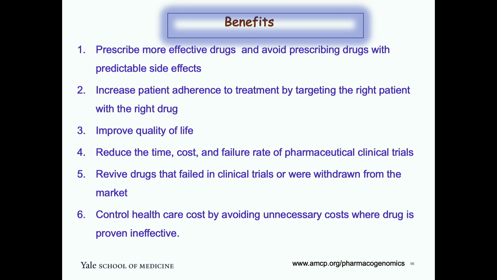And you can also revive some of the drugs that failed the drug trial, because it might happen that the population needed to be tested for those SNPs, and the drug failed just because those things were not considered. So you can actually revive some of them, and of course you can control the cost.